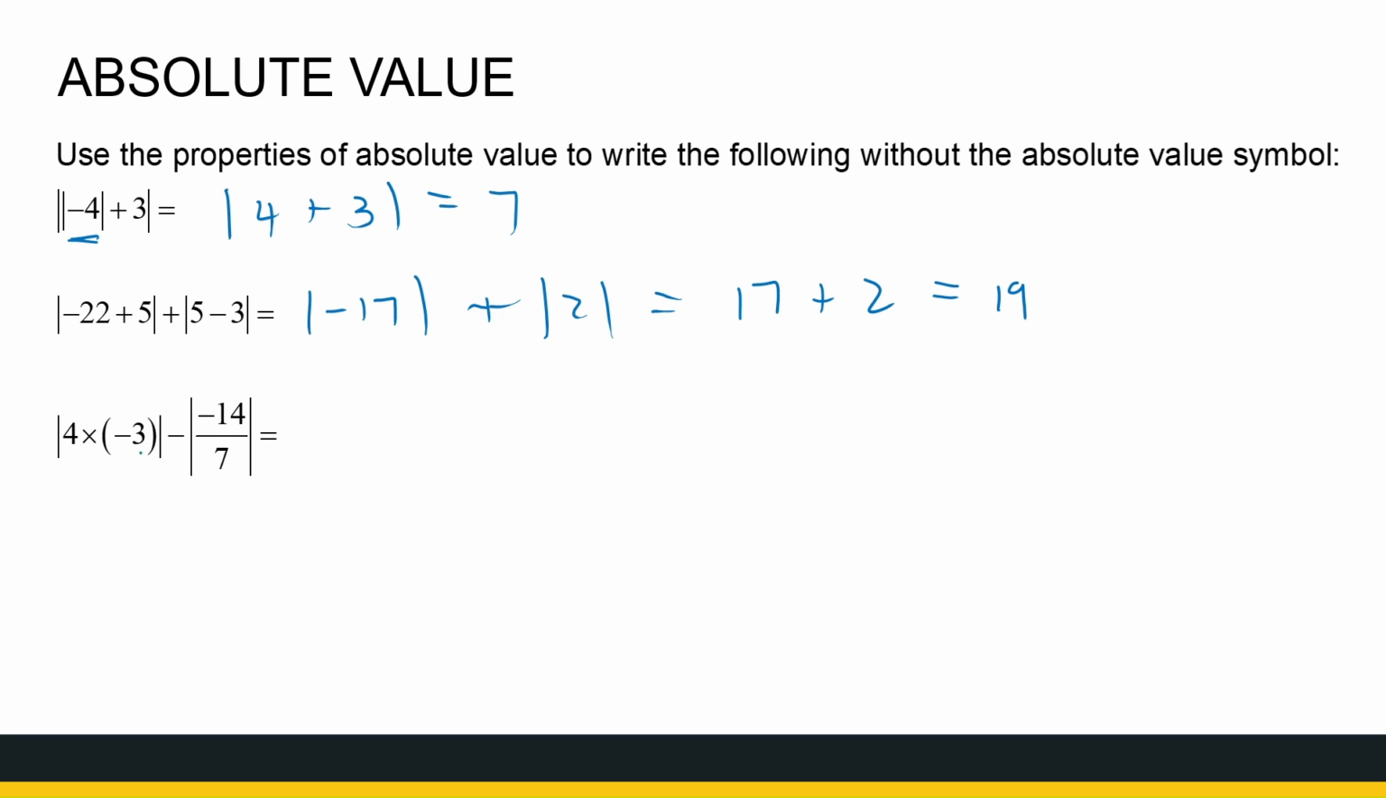Absolute value of 4 times minus 3, that's the absolute value of minus 12, that gives me 12. Minus 14 divided by 7 is minus 2. The absolute value of minus 2 is 2. So it's 12 minus 2, which gives me 10. So that's how calculations can get more complicated, but that wraps up properties of the absolute value and its definition. In the next video, we're going to look at solving equations and inequalities with absolute value.